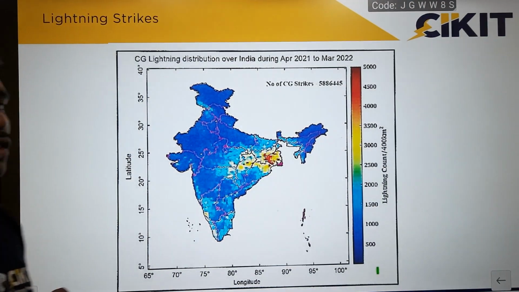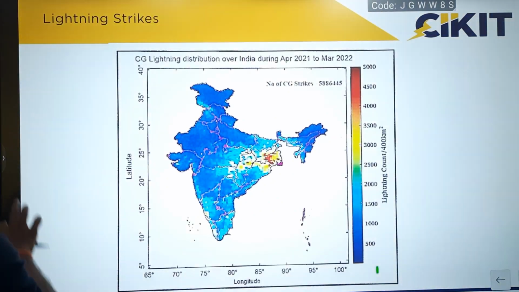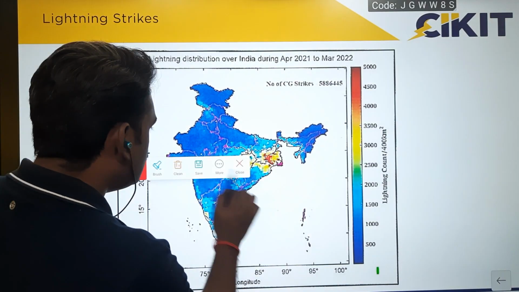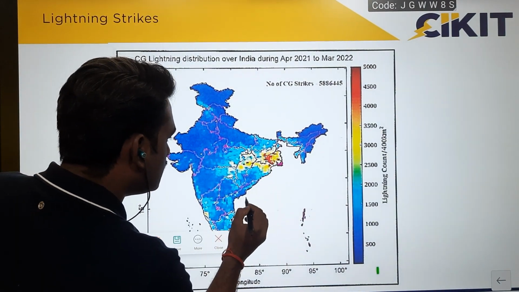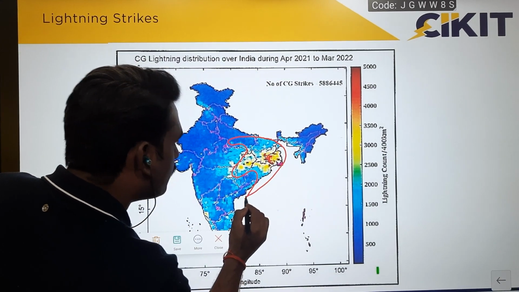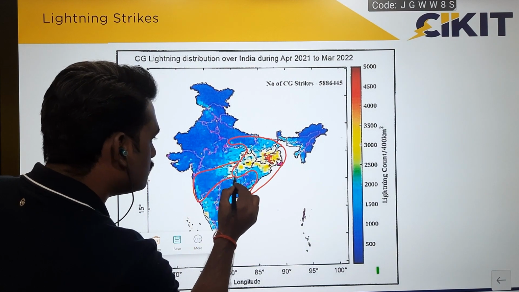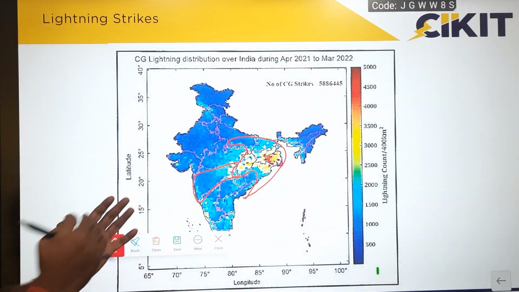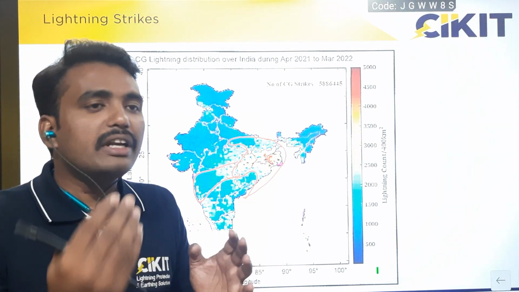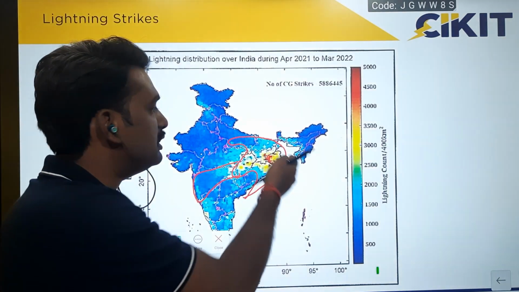Now, lightning strikes. If you take lightning strikes in India, the number of lightning strikes is much higher in this belt: Odisha, Chhattisgarh, Uttar Pradesh. After that, it is higher in the Maharashtra regions. The number of deaths due to lightning will also be higher, and the damages due to lightning will also be higher in these areas.